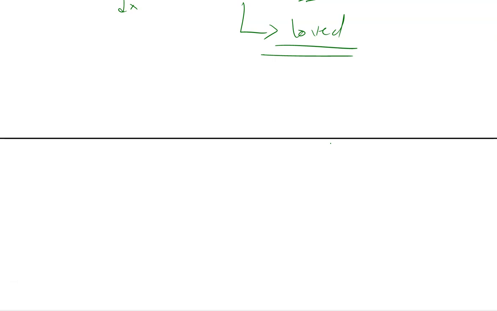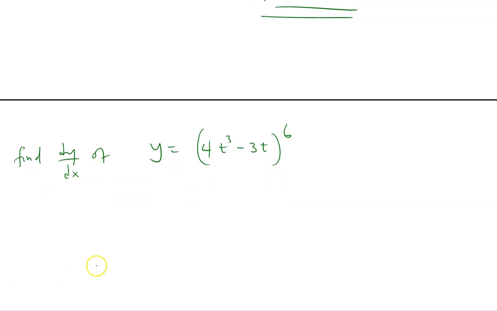Assuming I have y equal to (4t cubed minus 3t) to the exponent 6. I have this question and I'm asked to find the dy on dx, or find y prime of this. So assuming I have this question, what do you think it will be?